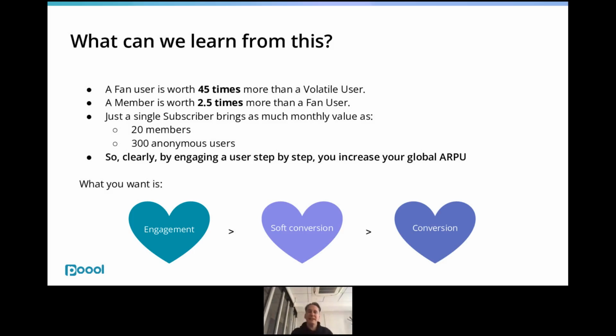So that's why you need to think about engaging a user step by step to increase your global average revenue per user. You want engagement, make them come more often. You want self-conversion, turning anonymous into members and registering to newsletters. And you want conversion in subscription revenue.